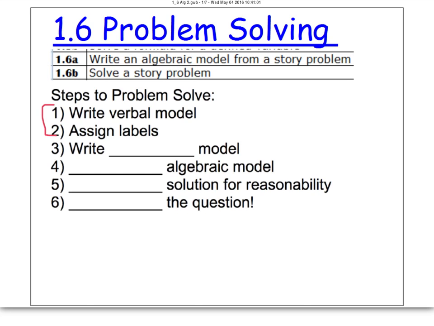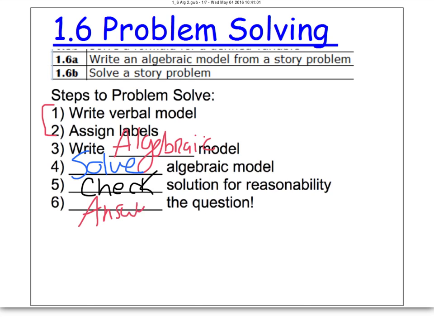The third thing is to write the algebraic model, or the equation that you come up with. After you write the algebraic model, you're going to want to solve it. After you solve it, check the question for reasonability. If your answer seems really far-fetched, you probably have a mistake somewhere. And then the last thing is reread what they actually want you to answer and then technically answer the question. Just because you solve the equation doesn't mean you necessarily answered the question they were looking for.